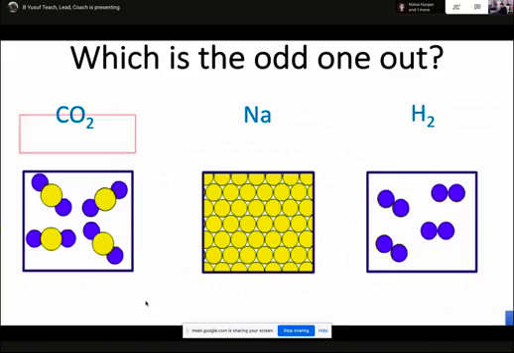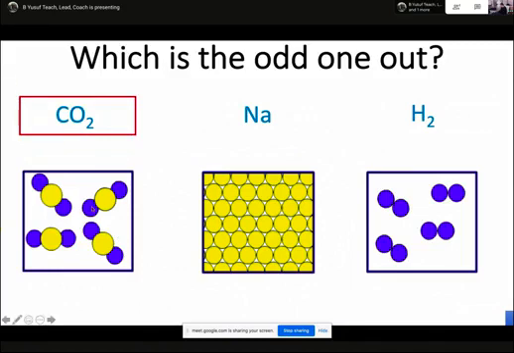What did you think? CO2, why? It is an example of a compound, and you can notice this by the different colored atoms or particles that are joined together. Sodium, all the same color. Hydrogen, even though it's a gas, they're all the same color. Did you get it right?